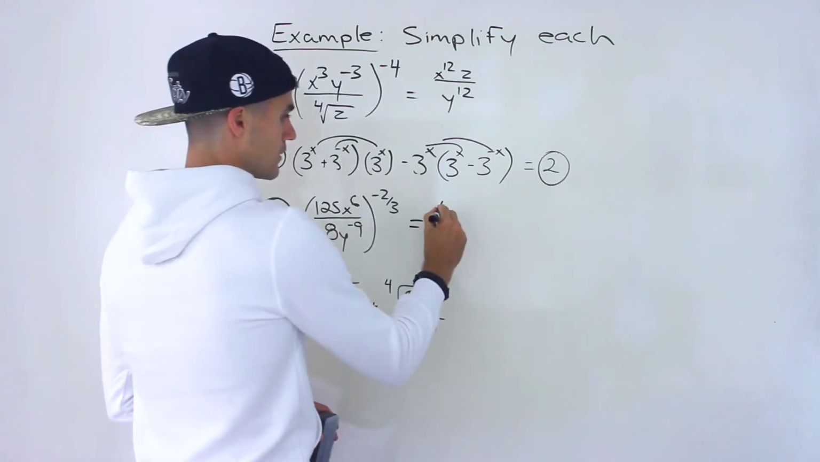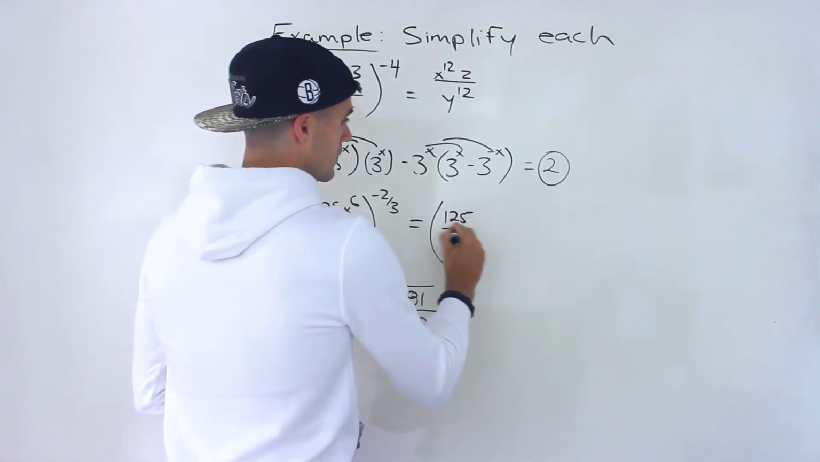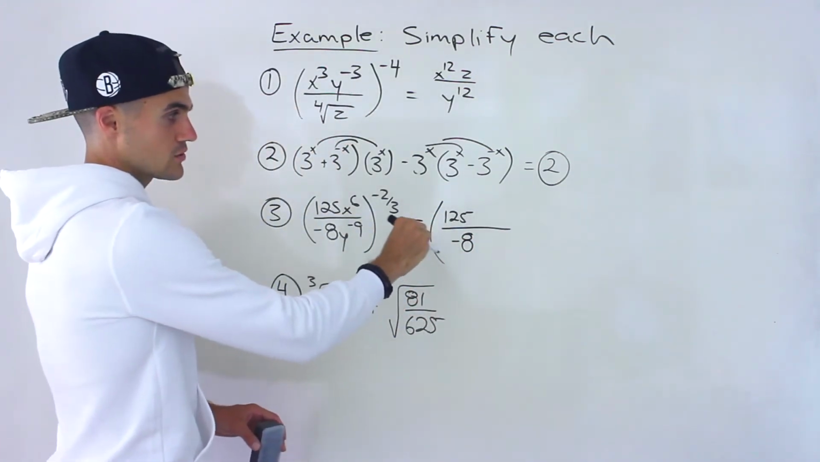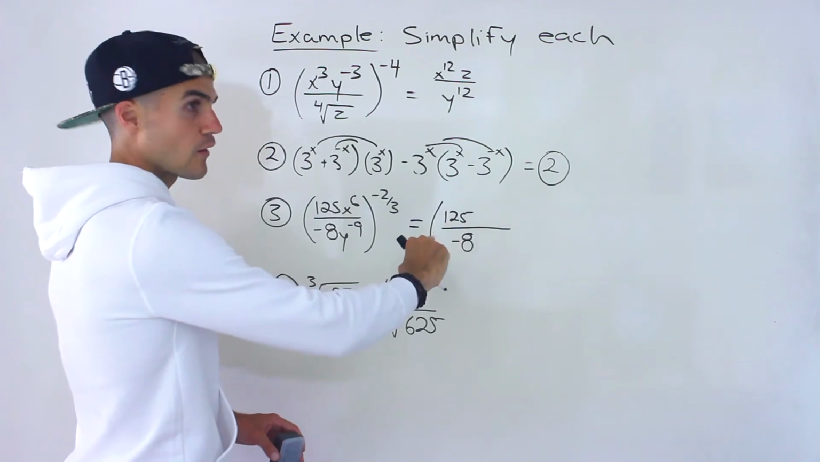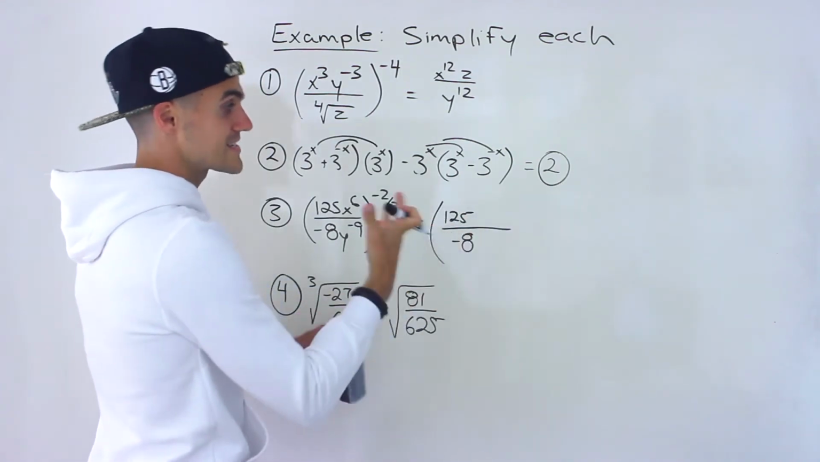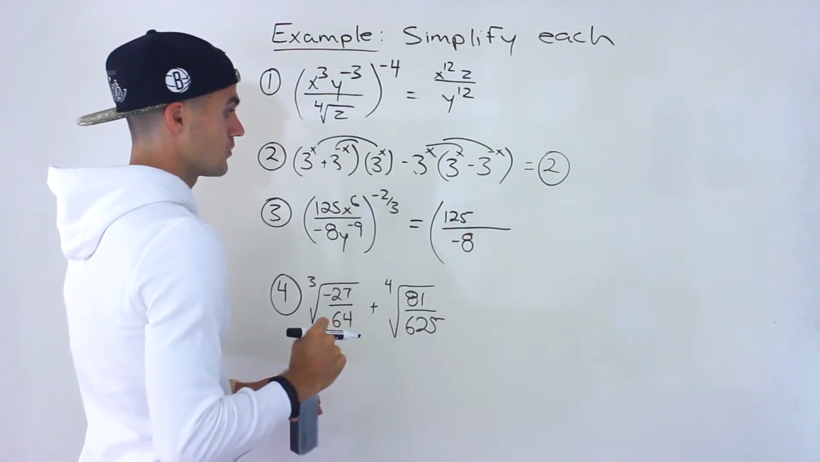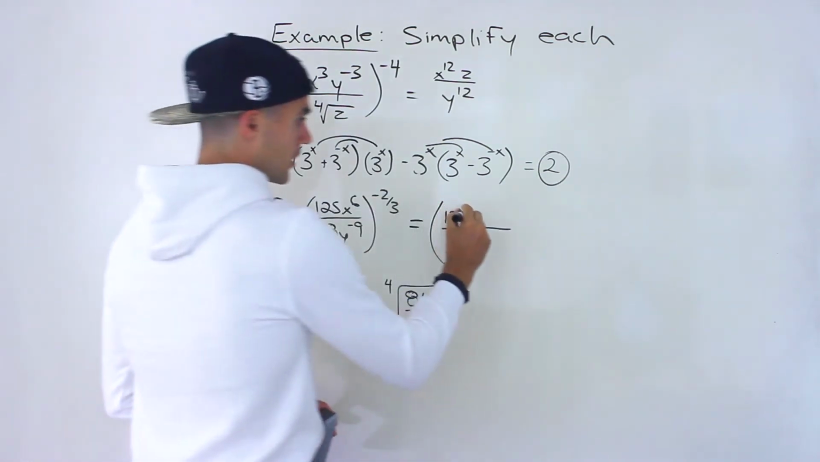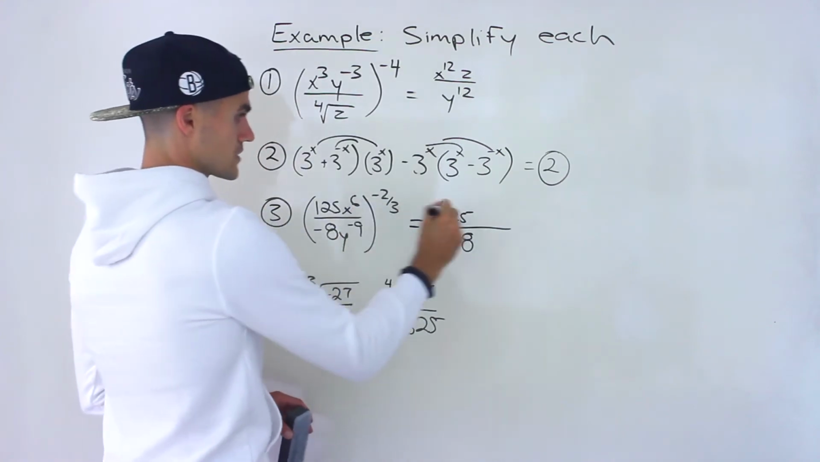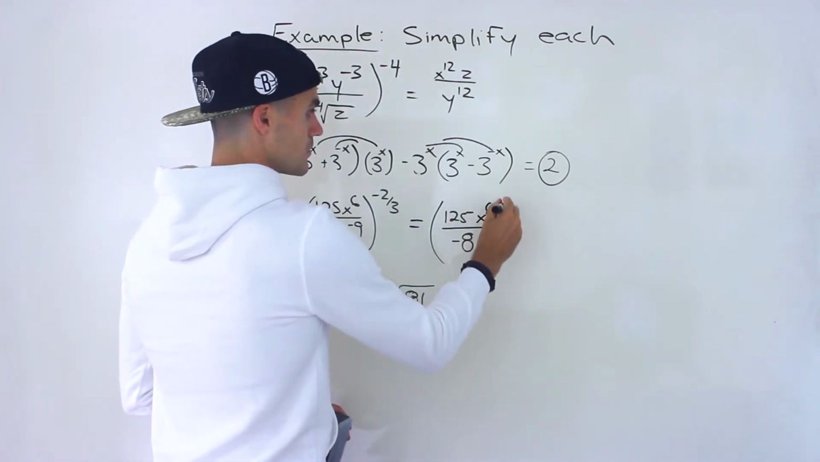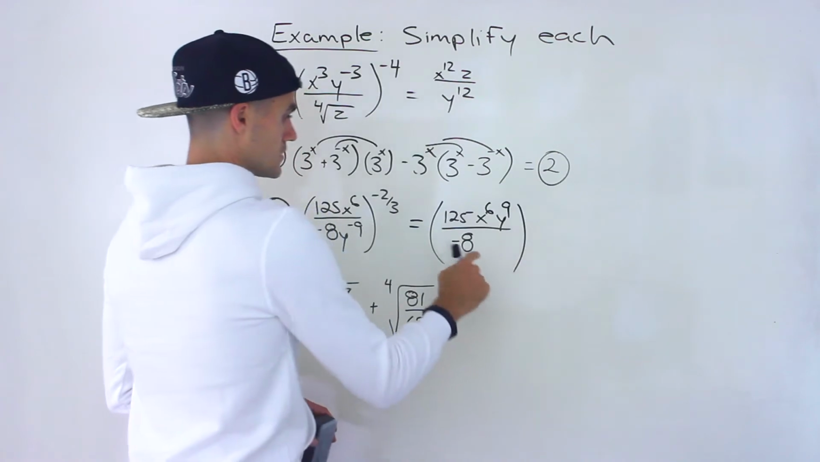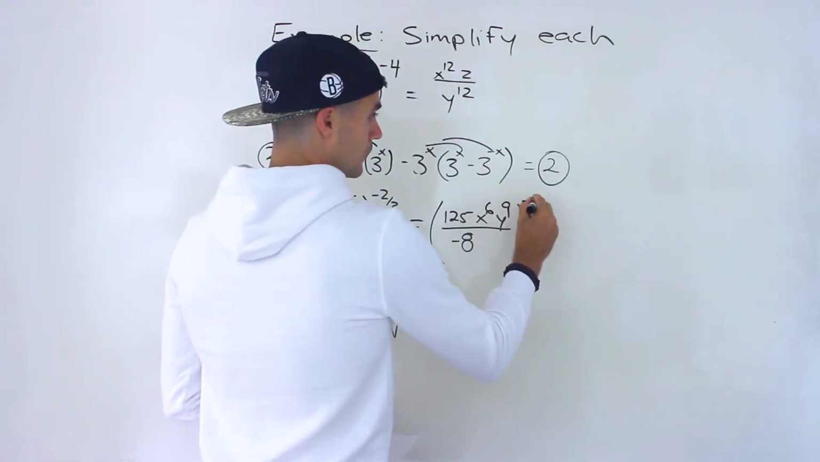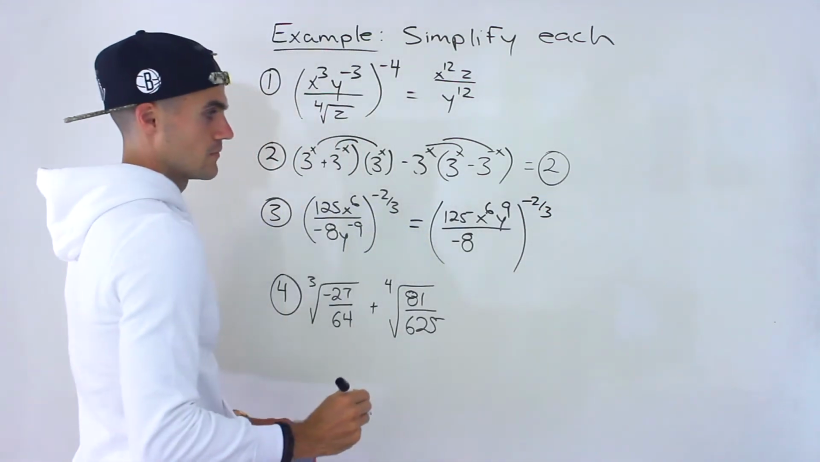Or 125 over negative 8, that fraction actually doesn't simplify any further. There's no two numbers that divide 125 and 8 smoothly. So that stays. Now the y to the negative 9 I'm actually going to bring up and change to a positive exponent. So we'd have x to the 6, y to the power of positive 9. So the negative 8 stayed by itself in the denominator, and then we got the negative 2 over 3.